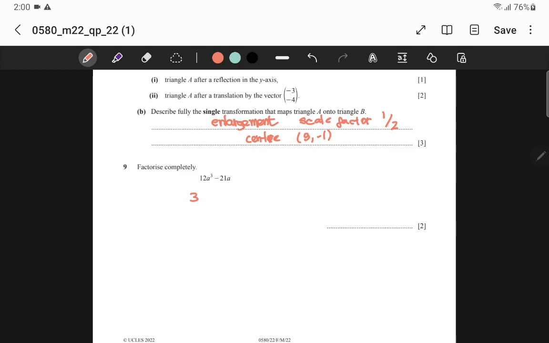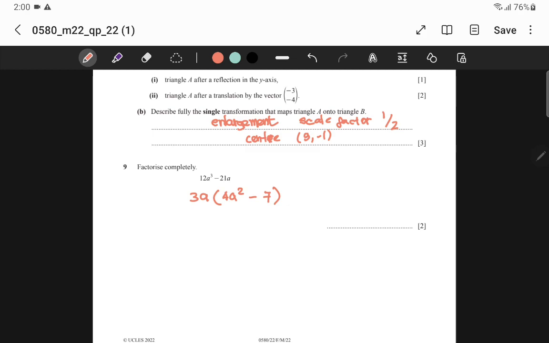And then if you look on the variable, basically both of them have a single A, right? They have a single A, both of them. So 3A. And then after that, I will take the 3A from each of the terms. So 12A to the power of 3 divided by 3A becomes 4A to the power of 2. And then this one will be, what? I don't know, 7?